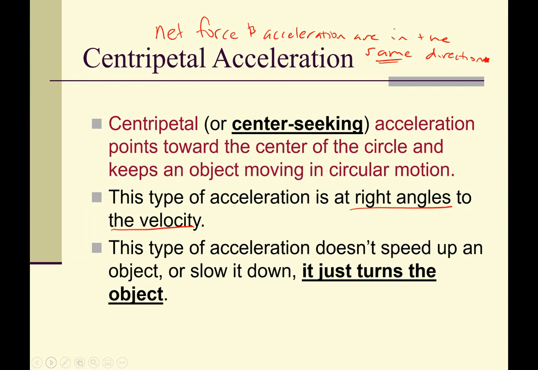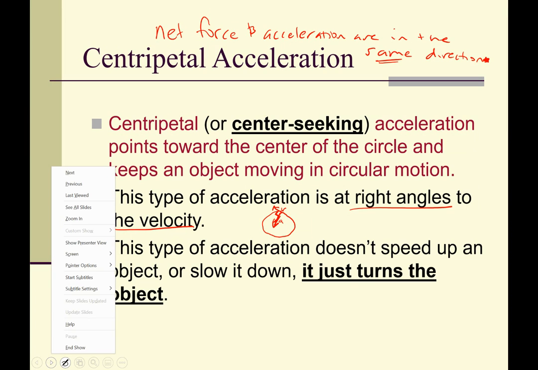This type of acceleration does not speed up the object or slow it down, meaning your speed is not changing, it's your velocity that's changing. So as you're moving around in circular motion, your velocity is going this way, but your acceleration is going this way. Your acceleration is going to be more towards that center because it goes to the center point of your circle, and this is going to be a 90-degree angle. So your velocity is constantly being forced to move because there's an acceleration or a force acting against it towards the center of the circle.